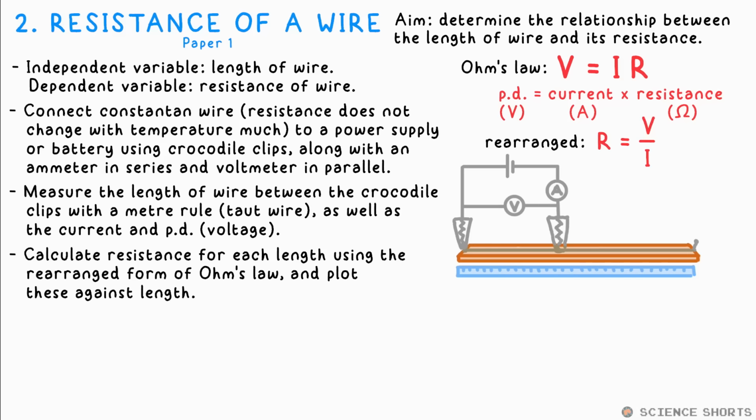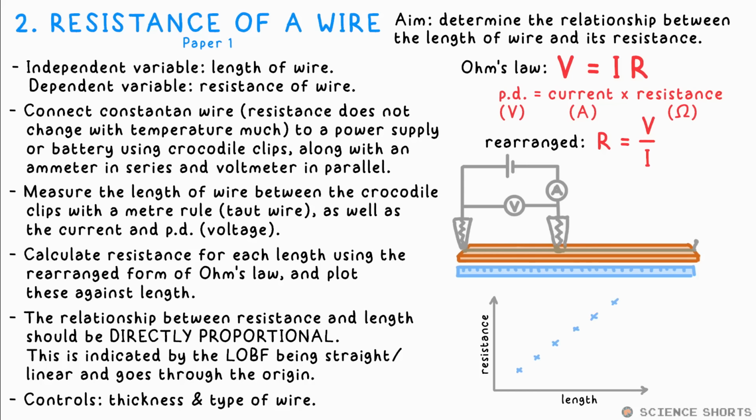Calculate resistance for each length by rearranging Ohm's law. Resistance is equal to voltage, PD, divided by current. Plot resistance against length and you should end up with a directly proportional relationship. That is a straight line that goes through the origin if you extrapolate the line of best fit.